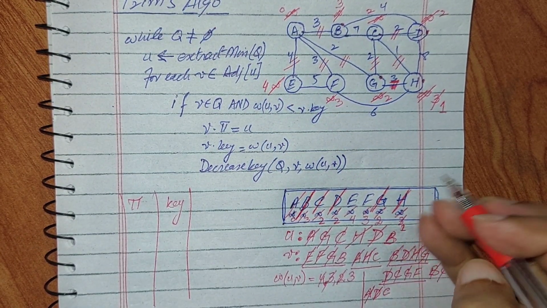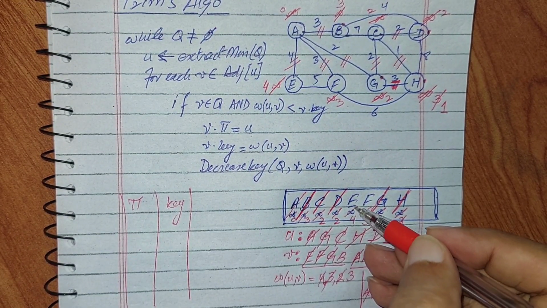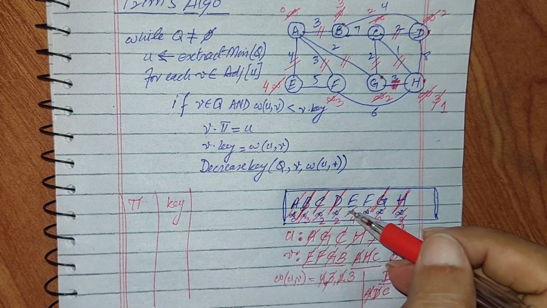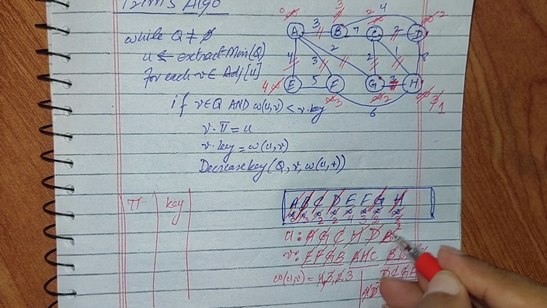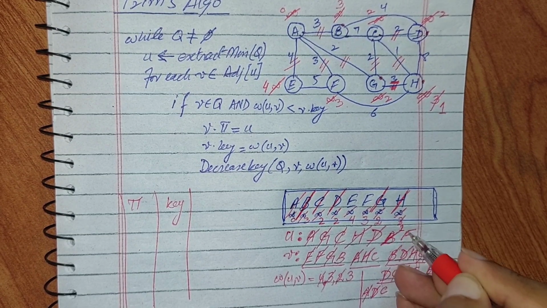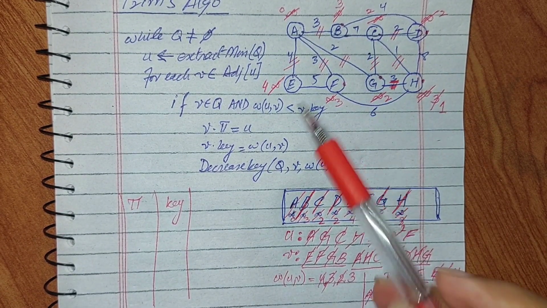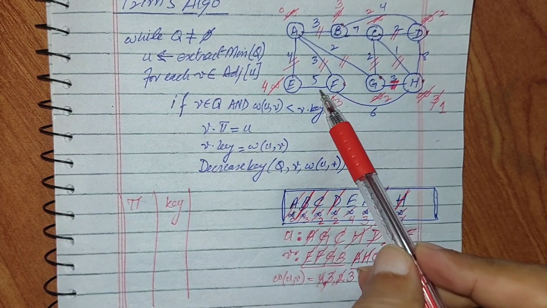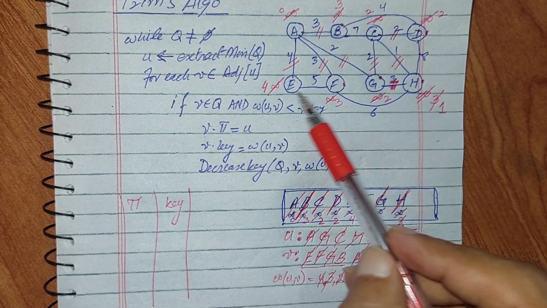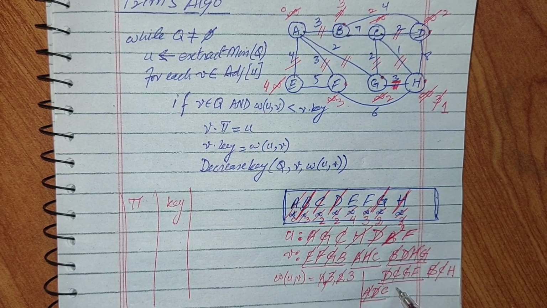So still there are two elements, one is E and one is F. F is 3, so we will pick the minimum one, that is F. So it means we are right now here. There are 1, 2, 3 neighbors. So the first one is E.